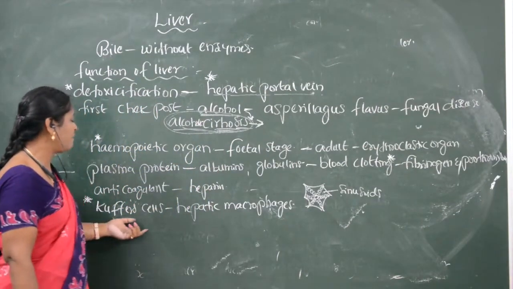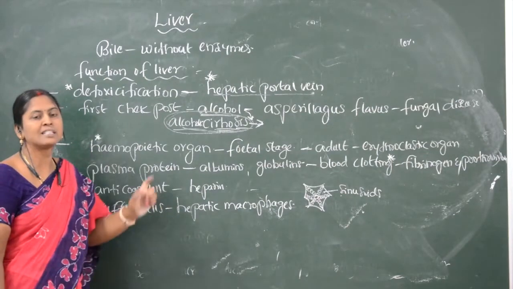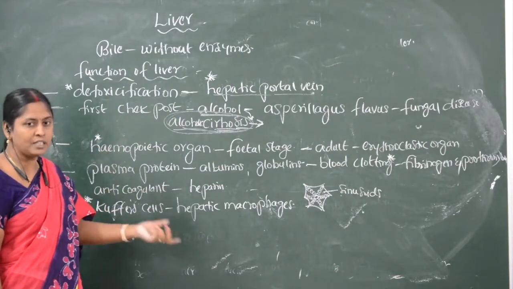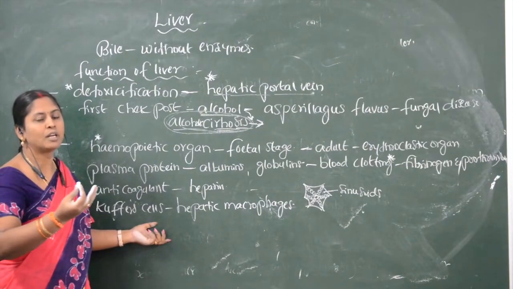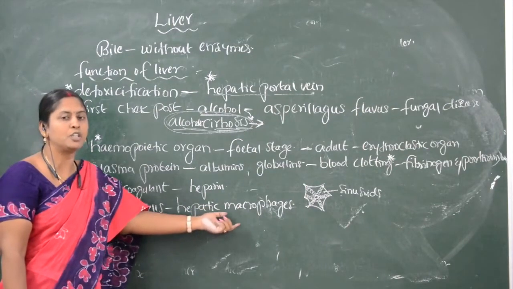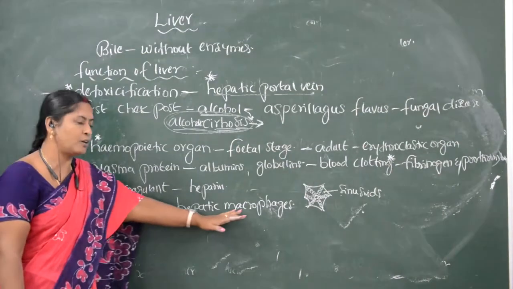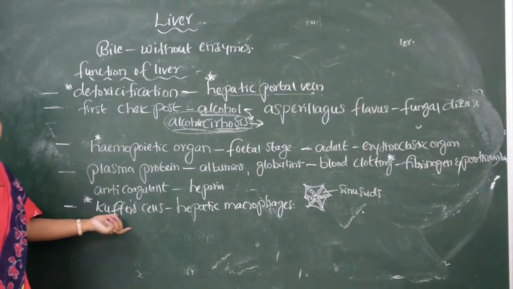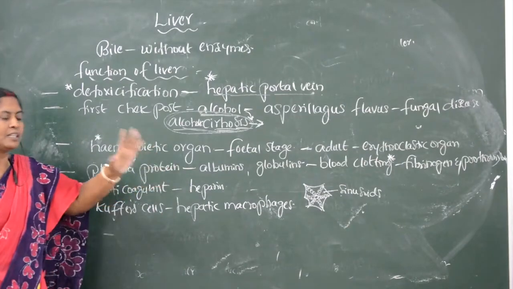The main function of Kupffer cells is that these cells are known as killer cells. Whatever microorganisms or bacteria enter the liver, these cells kill them. These cells kill the microorganisms or germs entering the body. So such cells are called hepatic macrophages. Very important bit, children: hepatic macrophages are nothing but the Kupffer cells present in the sinusoid.